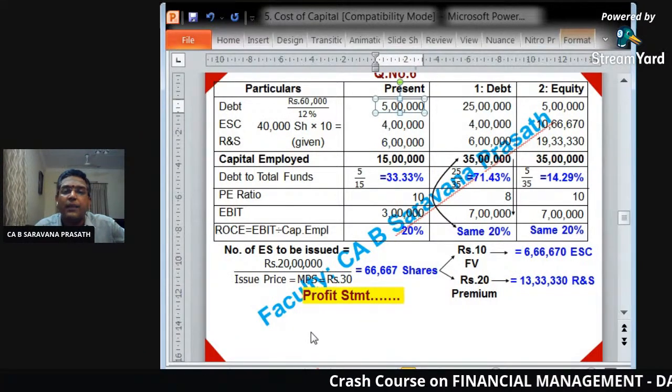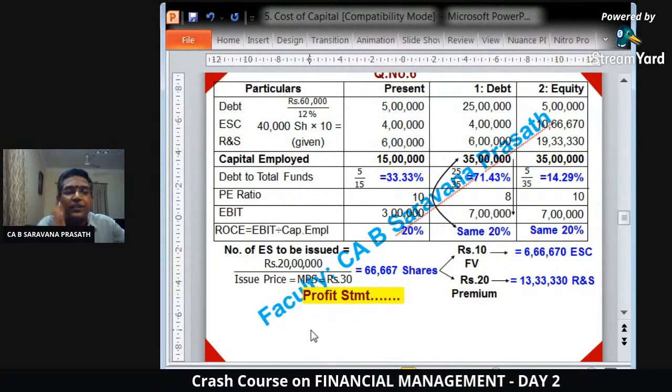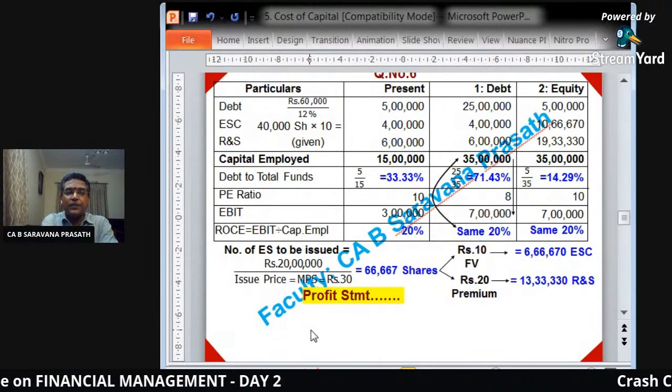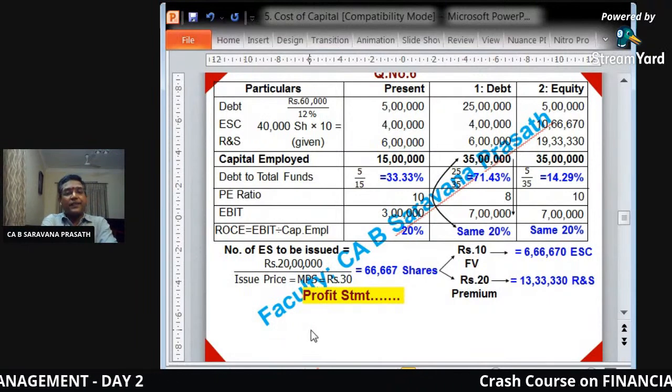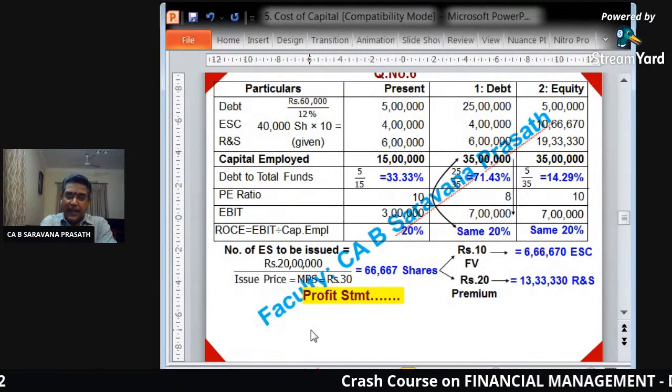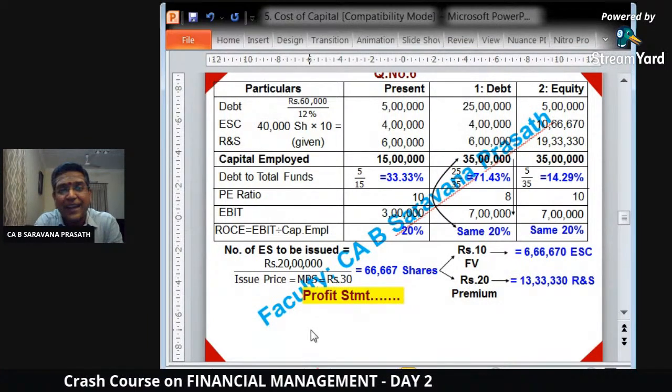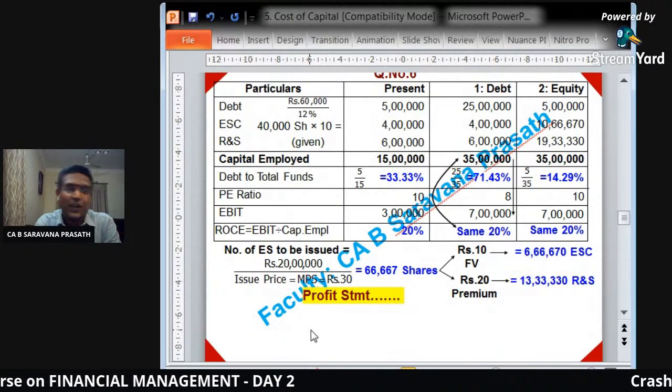Present equity share capital 40,000. I want you to look at the present column. Present equity share capital, 40,000 shares at the rate of 10 rupees, 4 lakh rupees. Present reserves and surplus are equivalent to 6 lakh. Therefore, total capital employed presently is equivalent to 15 lakh. This is the present scenario.